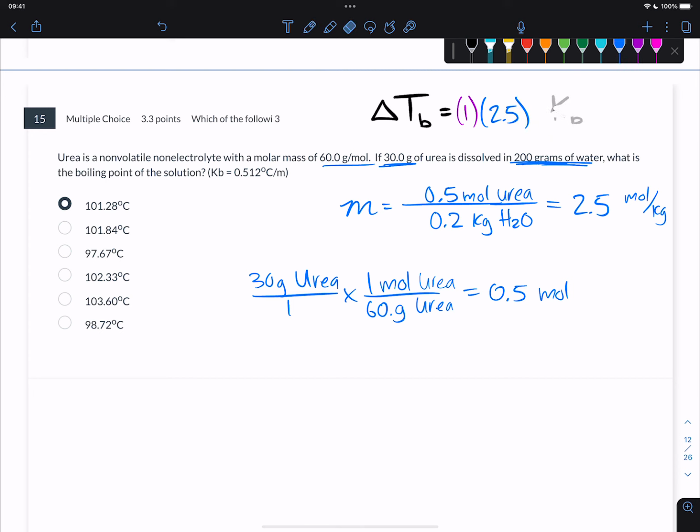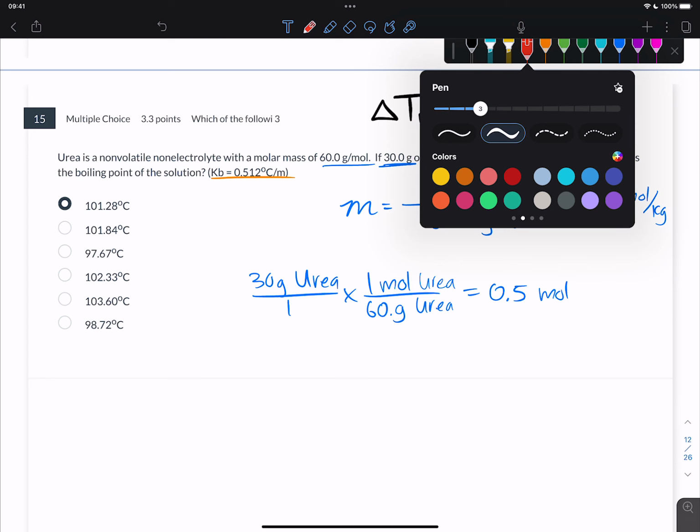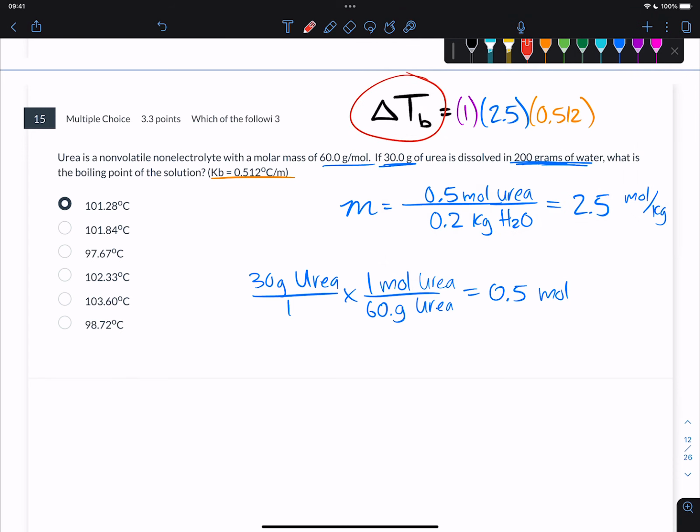And then we are given, of course, Kb, which was 0.512. Multiply everything, this times 0.512. And we have a change in temperature, so delta T, that's going to end up being 1.28 degrees Celsius. And of course, you just tack that on, because remember, this is the change in temperature, so the boiling point of water is 100. It goes up by 1.28, which is why the answer is 101.28.